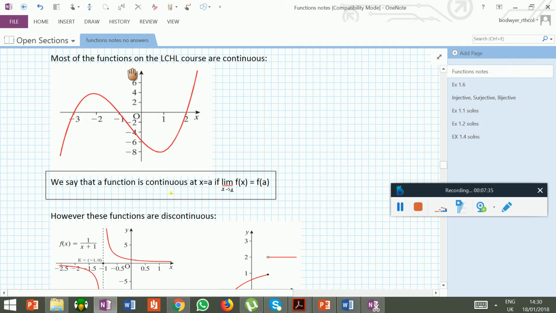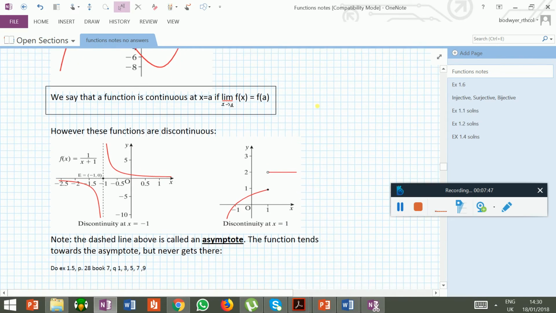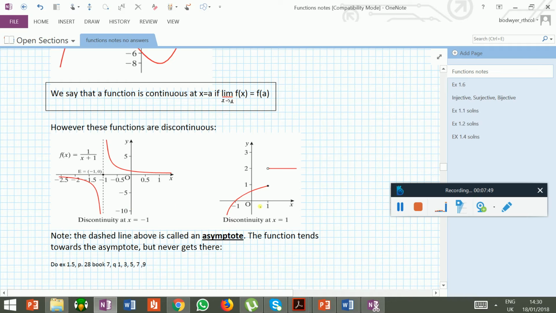We say that a function is continuous at x = a if the limit when x is going towards a of f(x) is equal to simply f(a). That's very complex language for meaning there's no gaps or breaks as you draw the function. These below are discontinuous functions. This one has a discontinuity at x = -1. This has a discontinuity at x = +1.